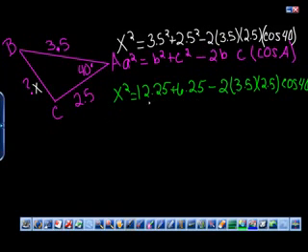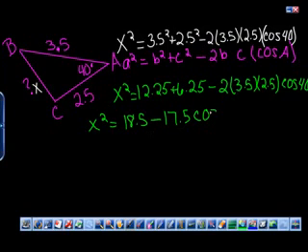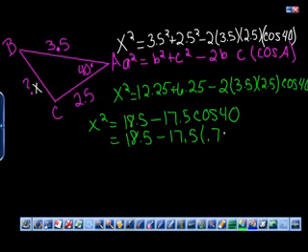Now I'm going to combine my addition here, and I'm going to combine my multiplication here. So I end up with x squared equals 18.5 minus 2 times 3.5 times 2.5, which is 17.5, and a cosine of 40. 18.5 is just going to hang out here. 17.5, we need to find the cosine of 40.